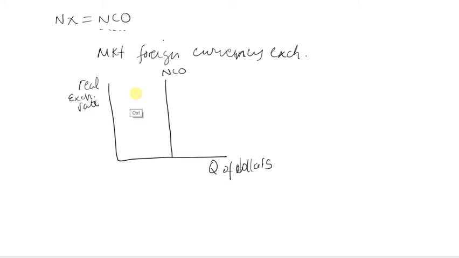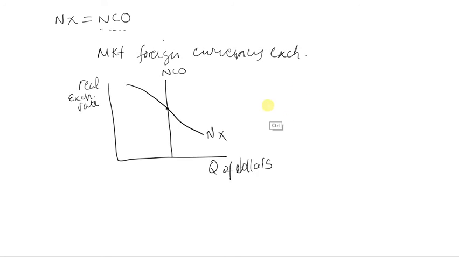And now the demand in the market for foreign currency exchange comes from net exports, right? And it's a downward sloping line, right? And at equilibrium, the quantity of dollars supplied equals the quantity of dollars demanded here. The demand is for net exports, and the supply comes from NCO, okay?